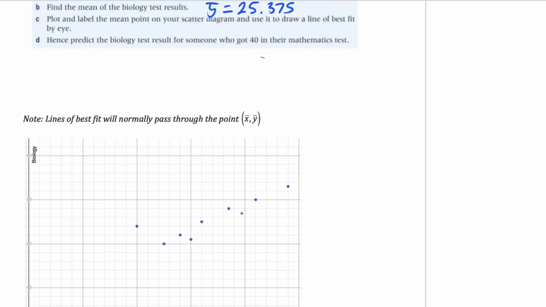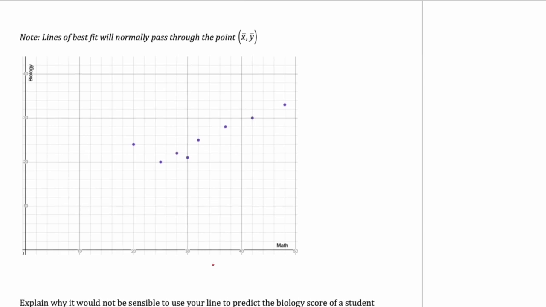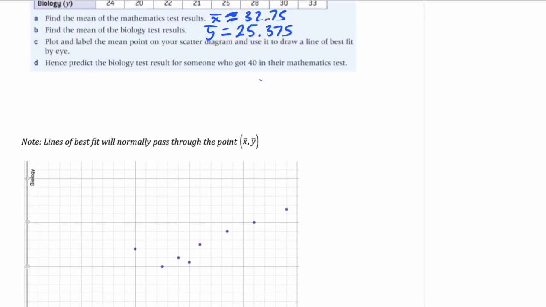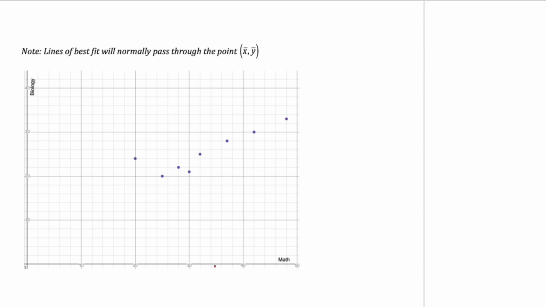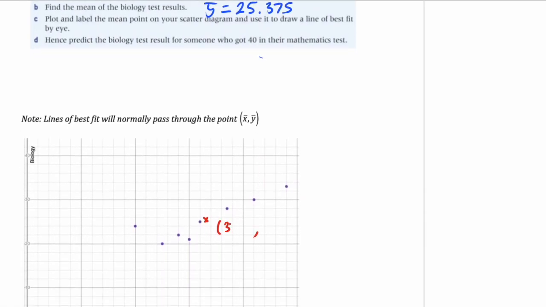Okay, next it says plot and label the mean point. Now the point is the line of best fit should go through the mean point. So let's go down here to X value 32.75. This is going up by 2, so 32.75 is about here, and the Y value is 25 point something, so it's probably right about here. Okay, label it means write down the coordinates, 32.75, 25.375. So that's the mean point.